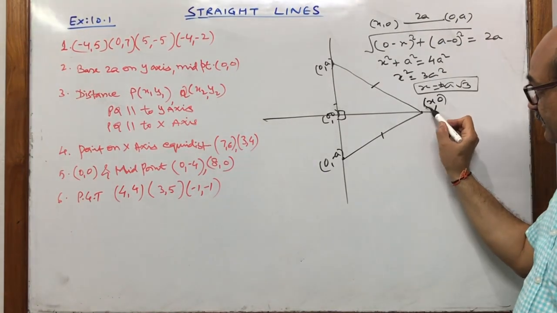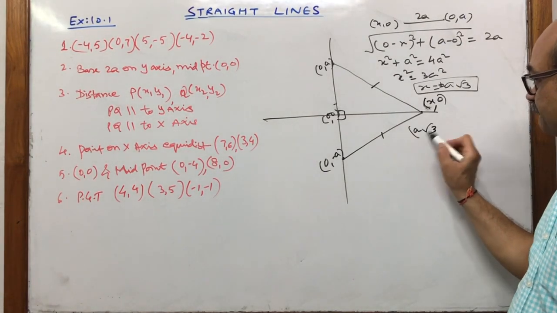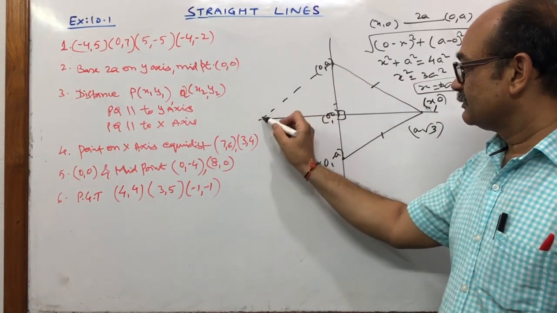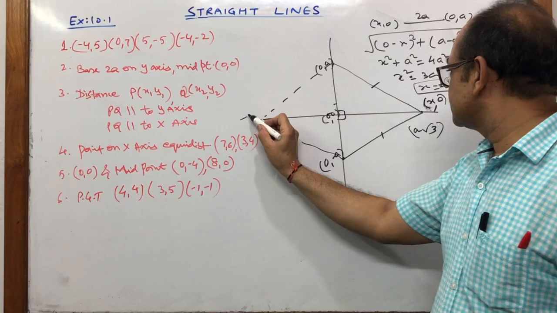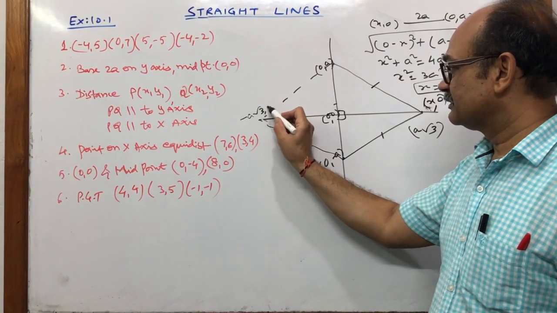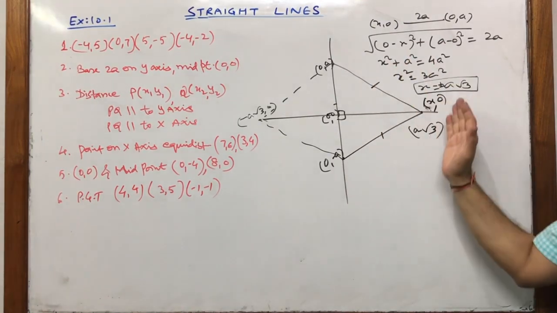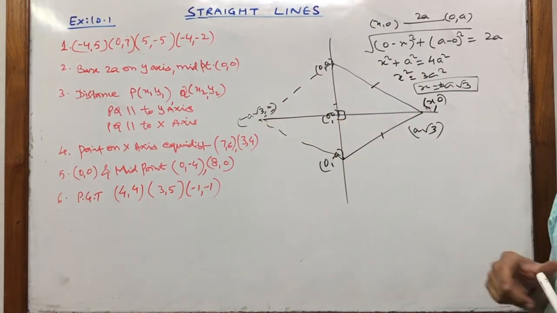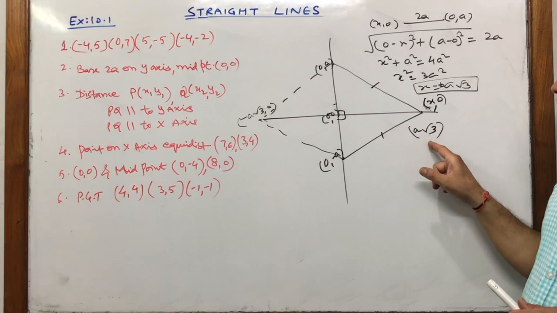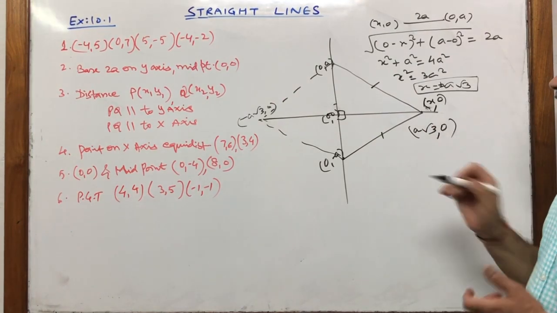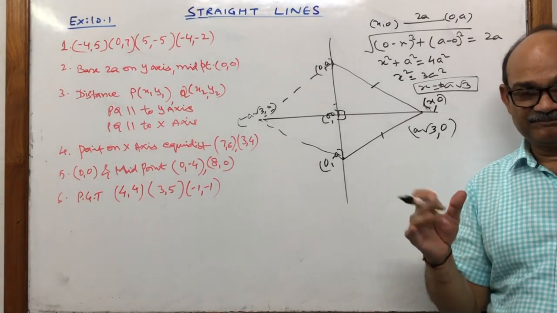This one, if it is a root 3, then maybe it is on this side, or minus a root 3, 0. In an equilateral triangle, maybe on the right side, maybe on the left side. That's why the x coordinate is plus minus a root 3 comma 0. Here we write the complete coordinate. Answer. Easy.